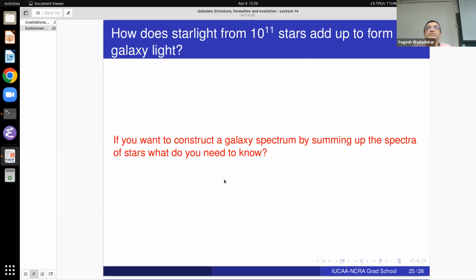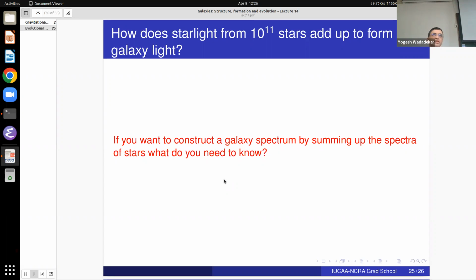Using the initial mass function, correct? You need to know the initial mass function, but you also need to know age, which means you need to know when each star formed. So what is the star formation history of the galaxy, right? You need to know the star formation rate as a function of time, not just now, but over the entire lifetime of the galaxy. You need to know the star formation rate, correct? So that's fine. So we need to know the star formation history.